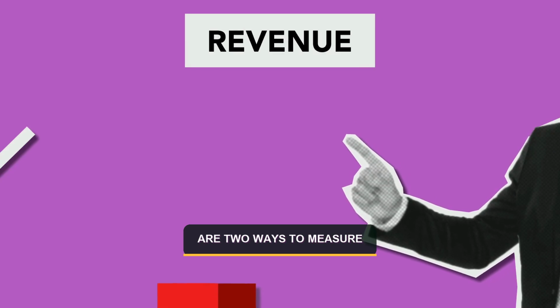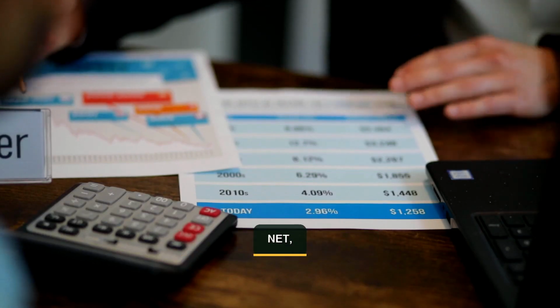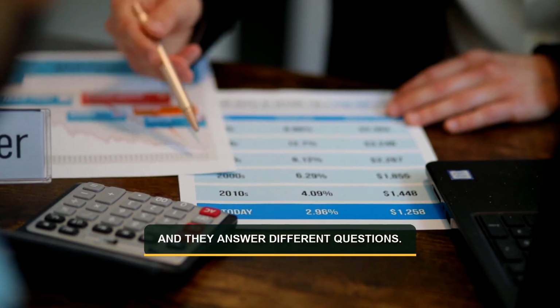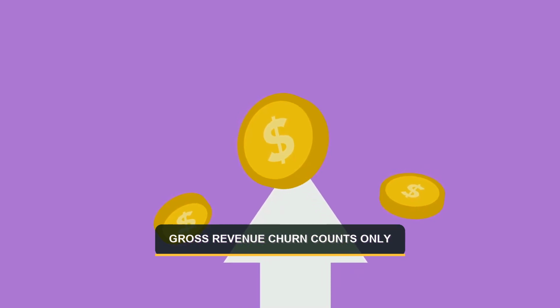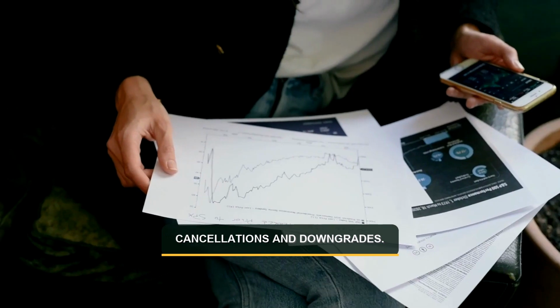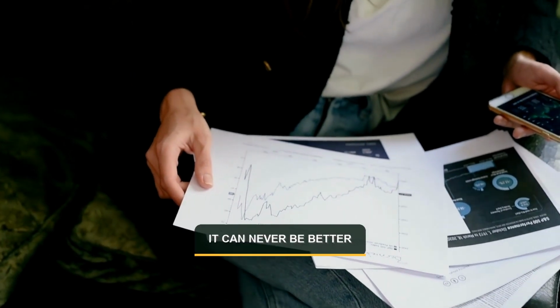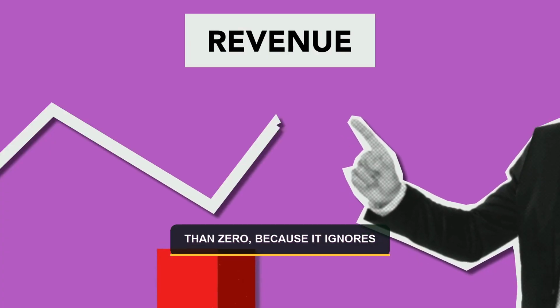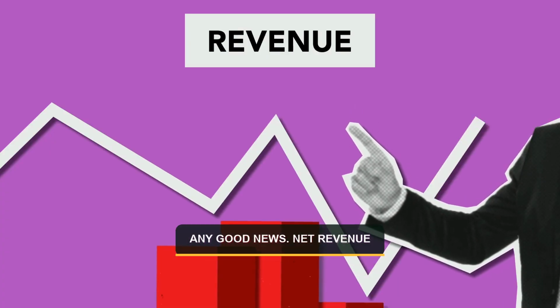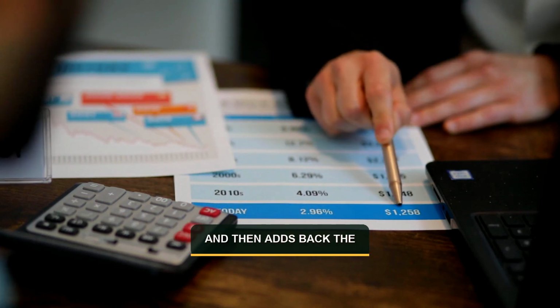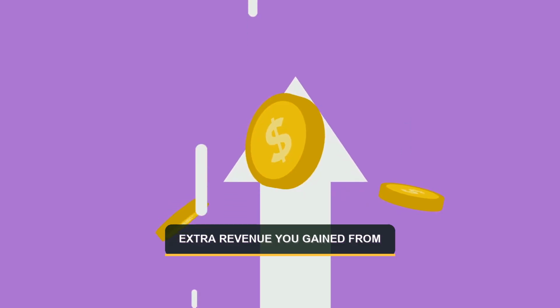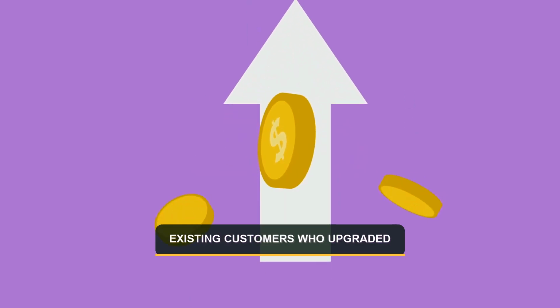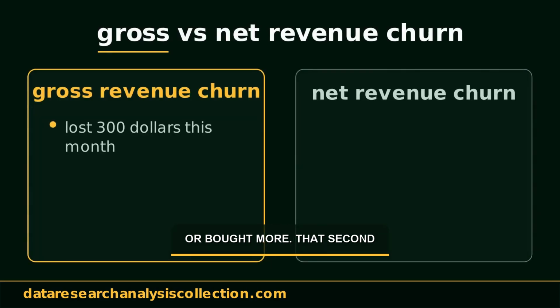There are two ways to measure revenue churn, gross and net, and they answer different questions. Gross revenue churn counts only the money you lost from cancellations and downgrades. It can never be better than zero because it ignores any good news. Net revenue churn takes that lost money and then adds back the extra revenue you gained from existing customers who upgraded or bought more. That second number can actually go negative in a good way.